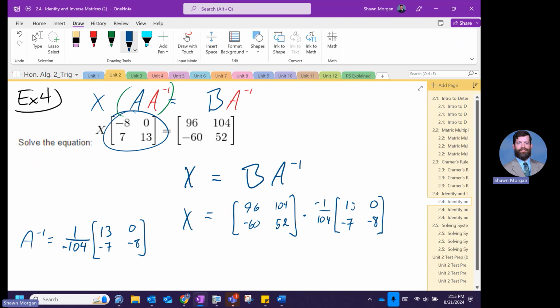But do you understand how we've got it set up now? This was B, this was A inverse. And the reason A inverse was on the right was so it could be right next to A and cancel out, and therefore it needs to be on the right over here. At this point, I want to plug them in on my calculator.